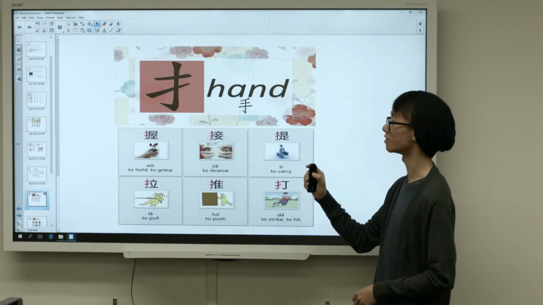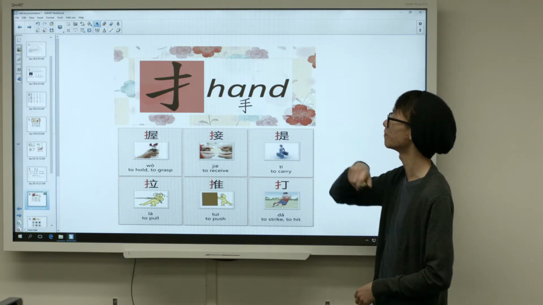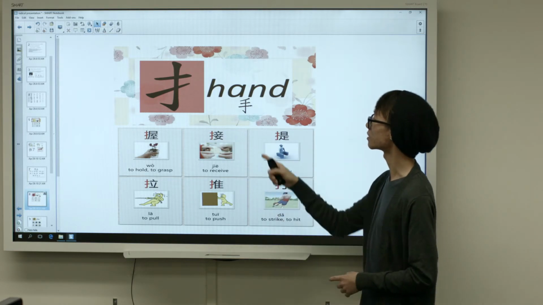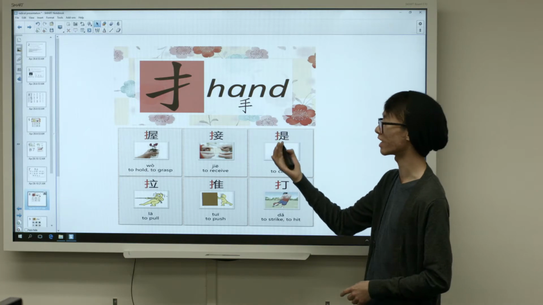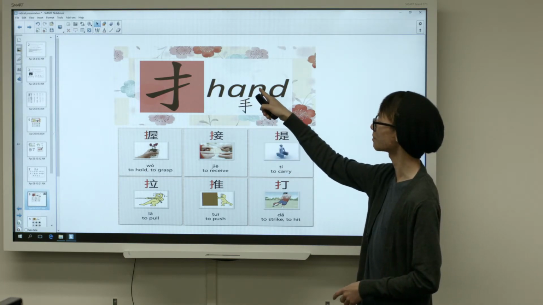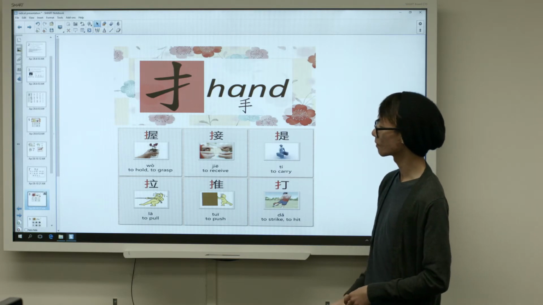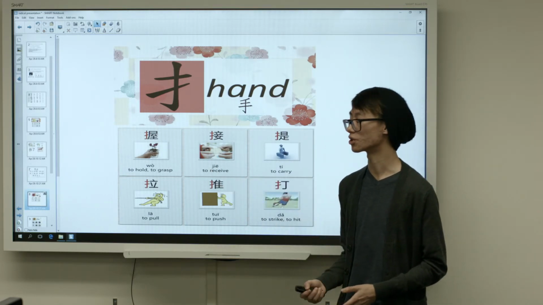Now for the next character, it means shou. This is how the shou character looks. Now this is the radical for hand. Notice how these characters look a little bit different. The shou character, for hand, has a line on top of it, but the radical does not. Now let's look at the examples. 握, which means to hold or to grasp something.